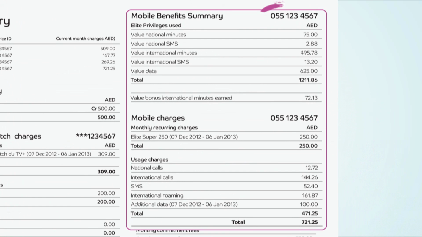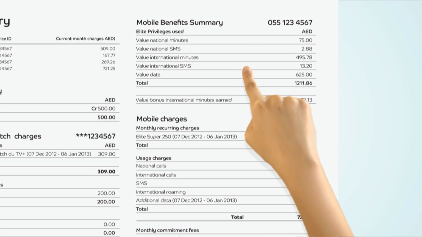At the top of this section, you'll see the number the charges are for. This is quite useful if you have multiple numbers. Each mobile connection will have its own summary, so it's easy for you to see charges by number.